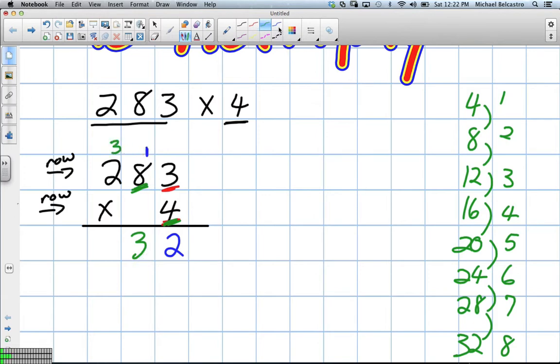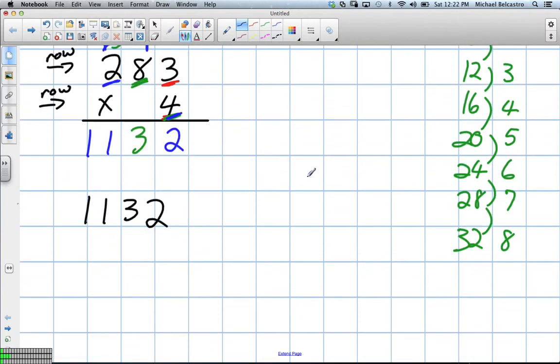And then finally we do our last one. 4 times 2. What's that going to be? 8. But we got to add what number? 3. That's right. We add 3 to 8 and we get 11. So we put 11 and our final answer is 1,132. So this is the way we're shown a lot in school to do this.